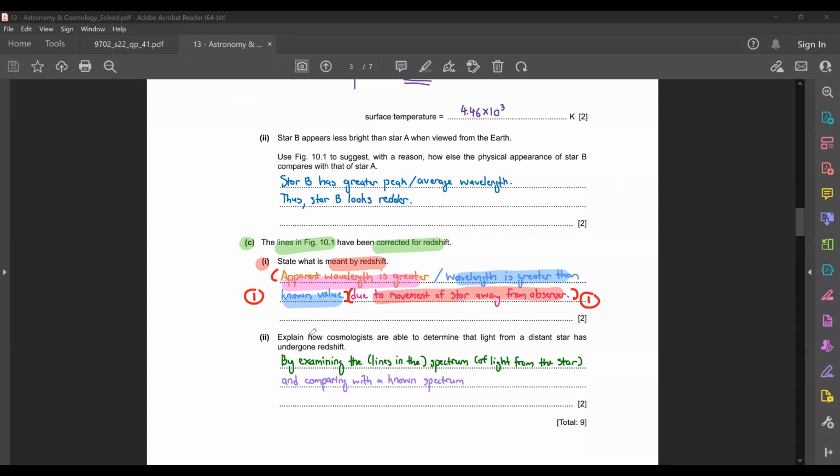In part 2, explain how cosmologists are able to determine that light from a distant star has undergone redshift. You do this by examining the lines in the spectrum of light from the star being studied, which can be in the form of an absorption spectrum or an emission spectrum, and then subsequently comparing it with a known spectrum. If you notice that there's an apparent increase in your wavelength, then it has undergone redshift. All right.